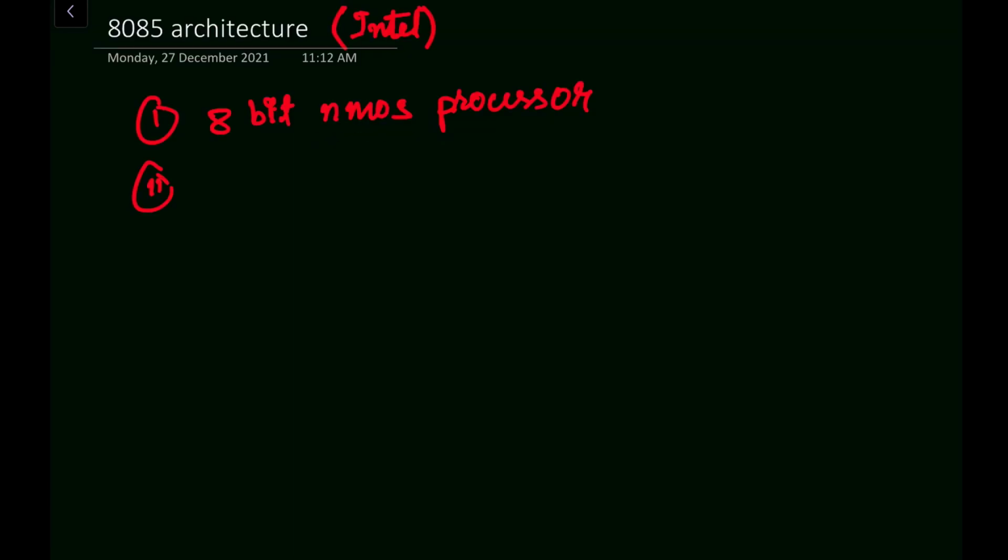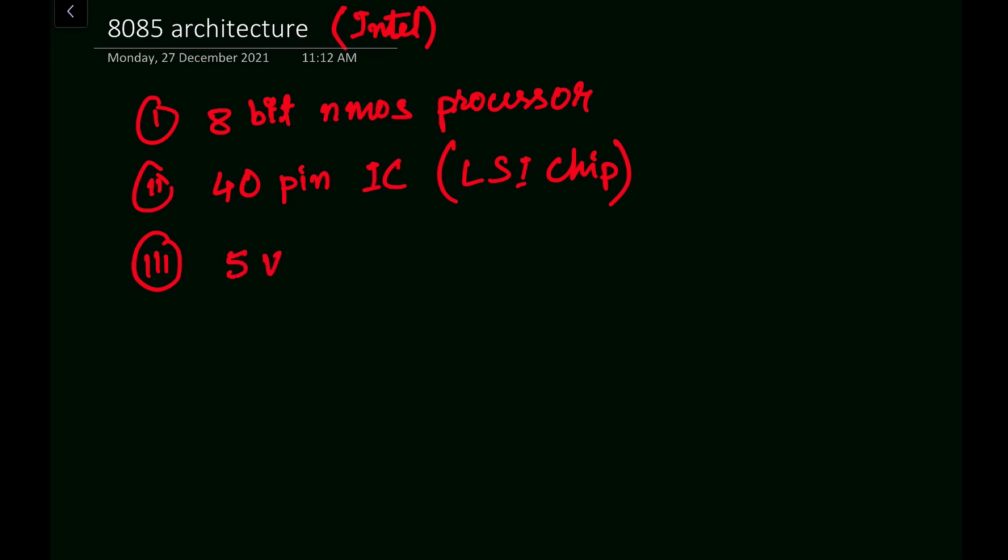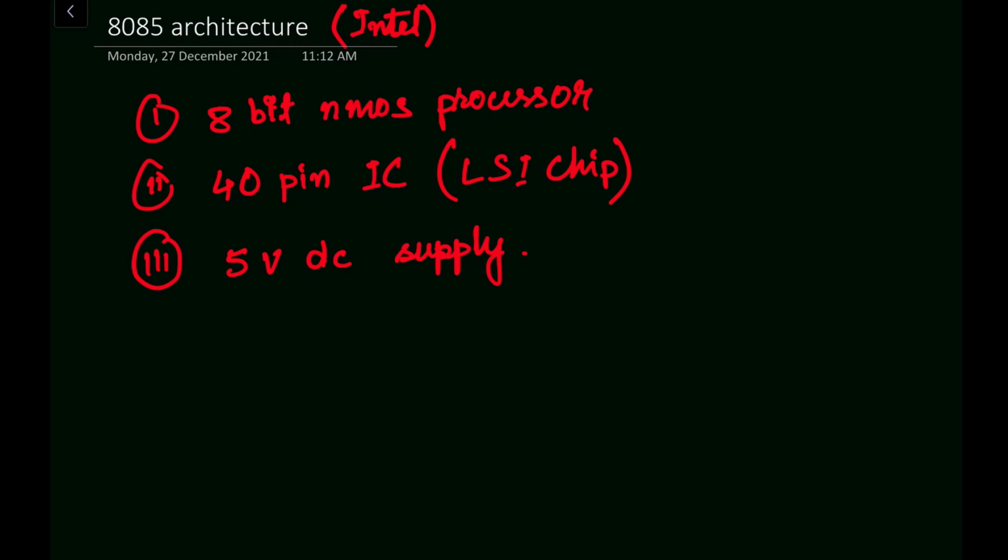Now let us go to our second point. It is a 40-pin IC package with an LSI chip. We have 40 pins in the pin configuration, and LSI means large scale integration chip. The third point is that it needs a 5 volt DC supply for its operation.